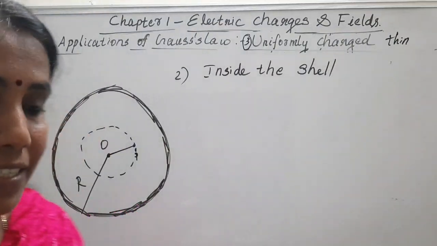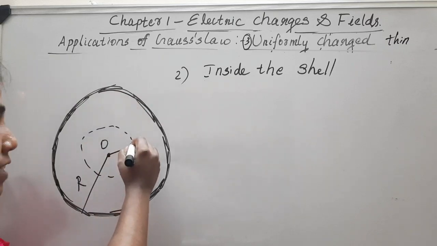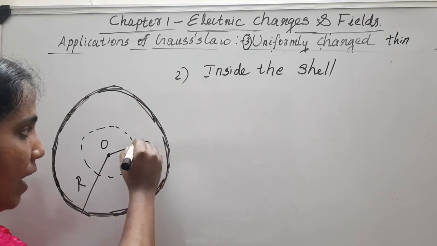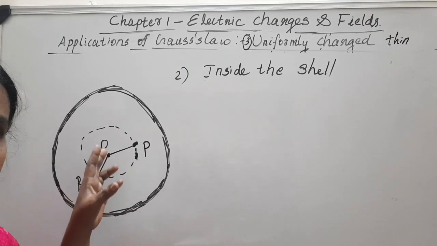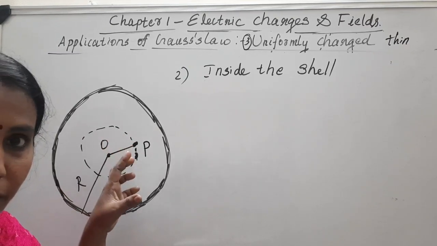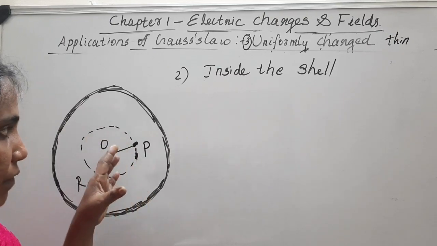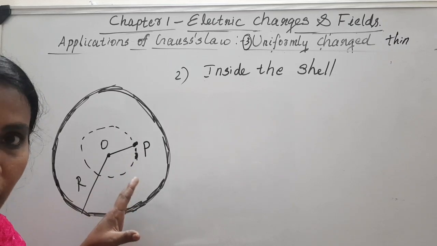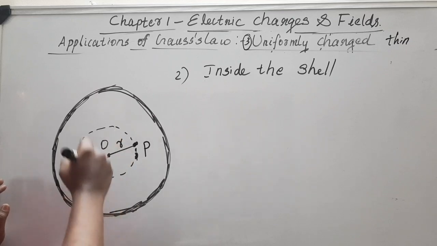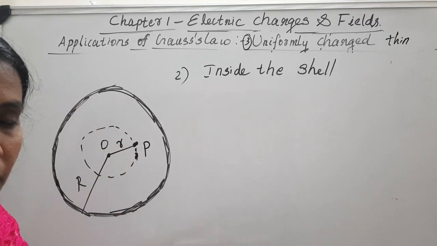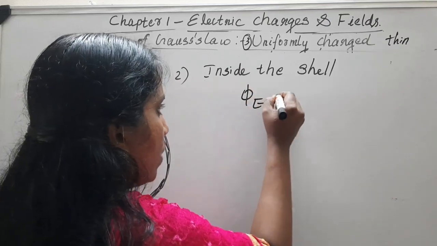Now coming to inside the spherical shell. So we have the spherical shell, and inside the shell a point P. At that point we need to find the electric field. So what we need to do is, keeping that point at the periphery, imagine a Gaussian surface. Again it is to be in a spherical shape. So we have drawn a spherical Gaussian surface whose radius is small r, and capital R is the radius of the spherical shell. Now we apply Gauss's law.